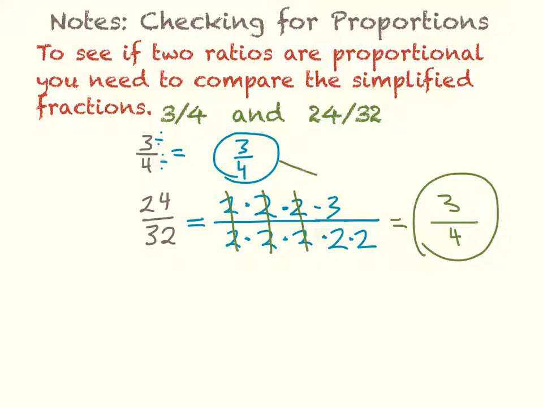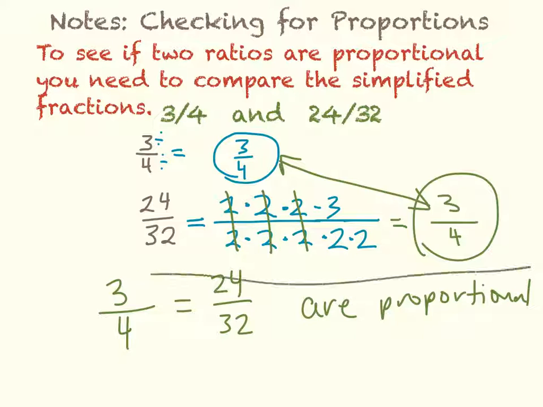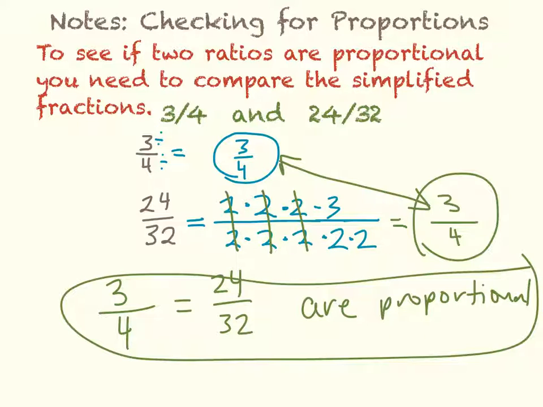So now when I compare them, they are the same. That means 3/4 is equal to 24 over 32, and they are proportional. So that's your final answer.